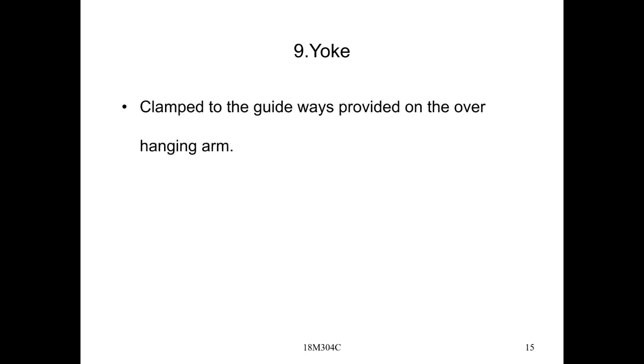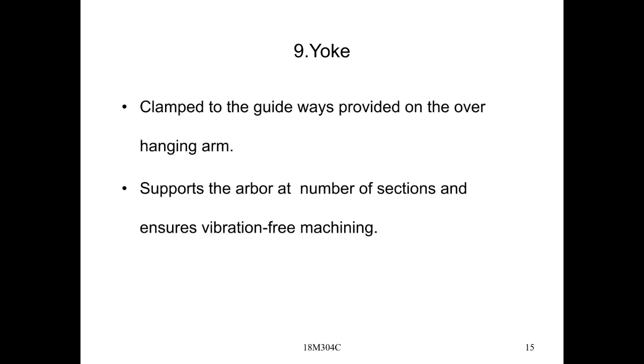Next one is the yoke, clamped to the guideway provided over the overhanging beam, supporting the arbor at a number of sections and ensuring vibration-free machining. It houses bearings on which the arbor is mounted. Right, these are the main things.